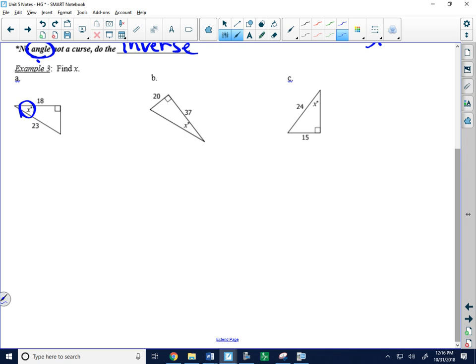Anyways, all right, here we go. Let's find x in this diagram. X is the angle. They could have easily said theta, or they could have called it ABC and said find the measure of angle A. So there are three ways to label it: find angle A, find theta, or they just called it x.